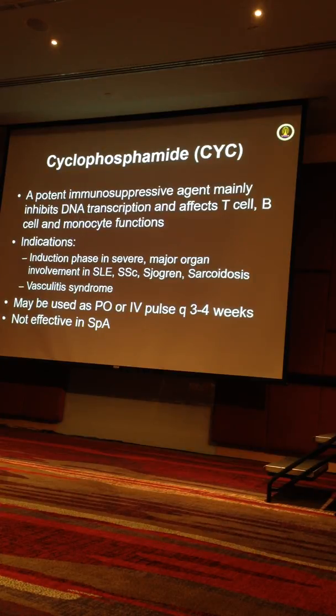So it can be used as the induction agent for lupus nephritis and other severe major organ involvement in lupus, and in vasculitis syndrome. For vasculitis syndrome, daily oral use is better than IV pulse, but it gives a lot of toxicity. But cyclophosphamide is not effective in spondyloarthritis.